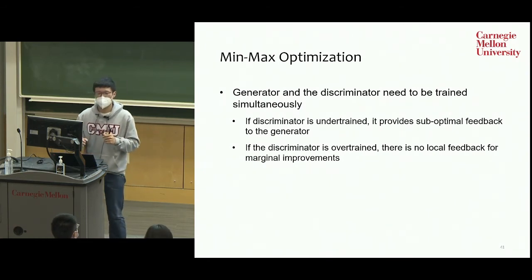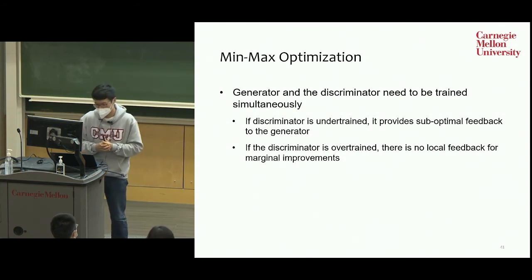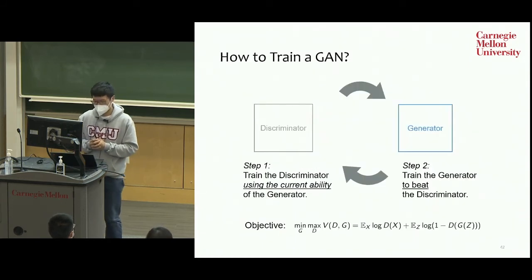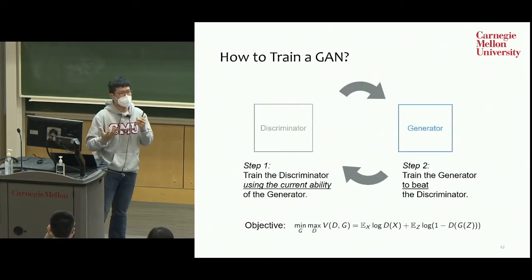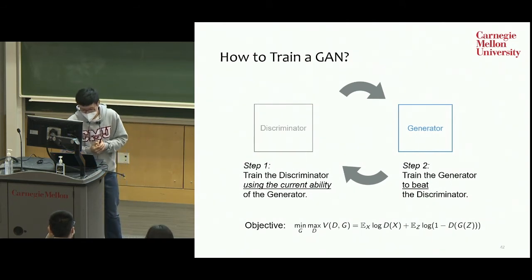That means if the discriminator is so good that it can identify everything that the generator generates as fake, the generator will not be able to learn anything useful out of the loss from the discriminator. So that's why we always need an iterative process where we train the discriminator and generator simultaneously. And the objective is, of course, the minimax game.